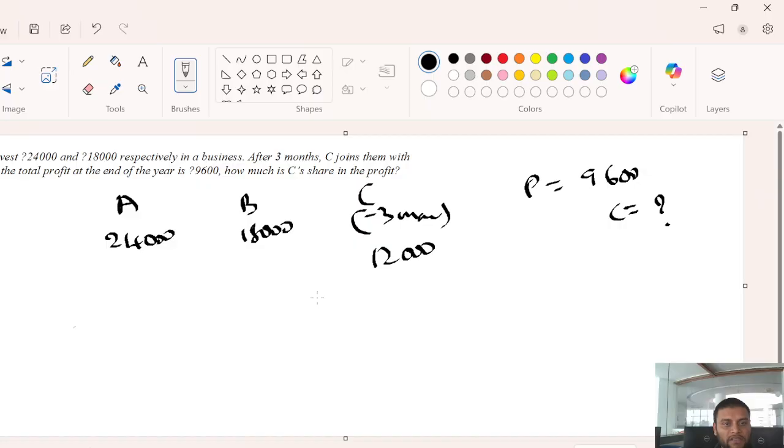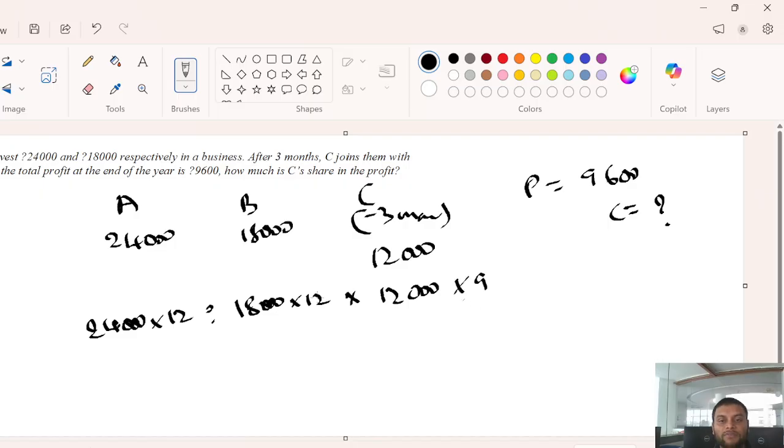So for that, guys, we can say 24,000 is the A's amount, which is paid for 12 months in a business. 18,000 is the B's amount, which is paid for 12 months in a business. And 12,000 is the C's amount, who joined after 3 months, means his amount is going to stay in the business for 9 months because he joined after 3 months. From there you can cancel thousands. You can cancel 3 fours, 3 threes. And what is left over is 6 twos, 6 threes, 6 fours.